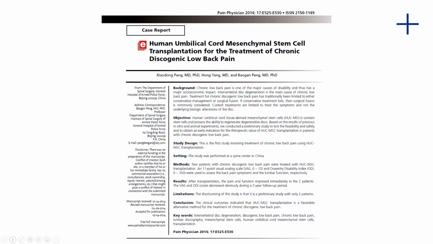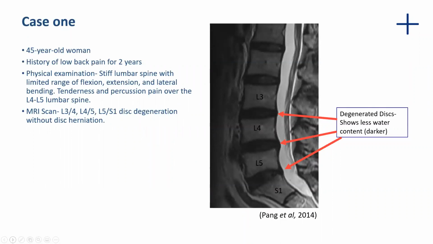Now, this study that was conducted in 2014 makes use of human umbilical cord mesenchymal stem cell transplantation in 2 patients with chronic discogenic low back pain to test its feasibility and safety and obtain the early indication of its therapeutic value. The first case was a patient, a 45-year-old woman with a history of low back pain for 2 years, but without low leg pain. The physical examination revealed a stiff lumbar spine with limited range of flexion, extension, and lateral bending. There was tenderness and percussion pain over the L4-5 lumbar spine.